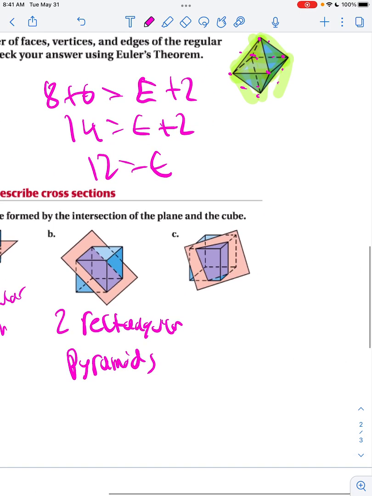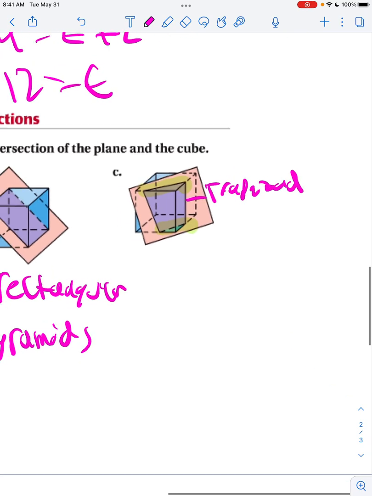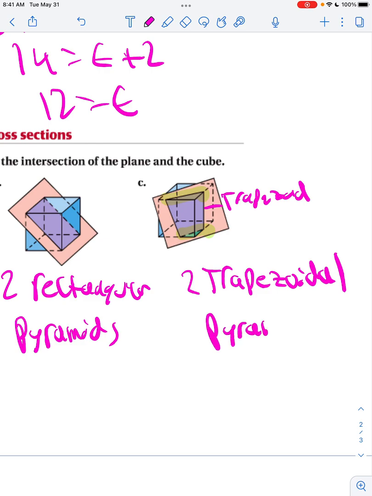And looking at this last one, I'm slicing it. It's not cutting it exactly in the middle. So I have one base that's longer than the other base. So this is going to be a trapezoid. So I'm going to have a trapezoidal pyramid on the top, on one side, and a trapezoidal pyramid on the other side. So two trapezoidal pyramids.